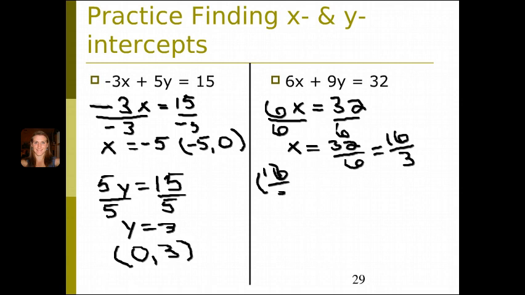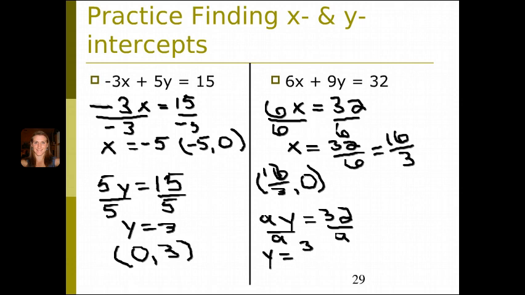Now, to do the y, you will get 9y equals 32. Divide by 9. So you will get y equal to 32 over 9, and that cannot be reduced anymore. So you would just have (0, 32/9). It is okay to have a fraction as an intercept.